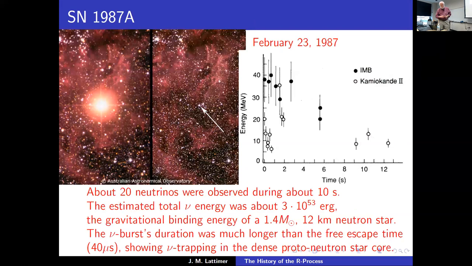And of course, this is the data from 87A, before and after, and a total of about 20 neutrinos observed over a time period of about 10 seconds, from which you can estimate that the total neutrino energy was about equal to the binding energy of the neutron star that was formed. The duration was much longer than the free escape time, which was only 40 microseconds. So it shows that neutrinos became trapped, and completely consistent with a protoneutron star having formed.